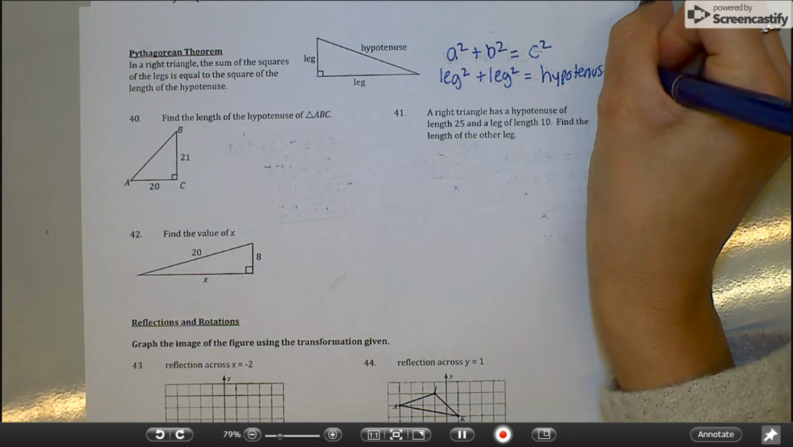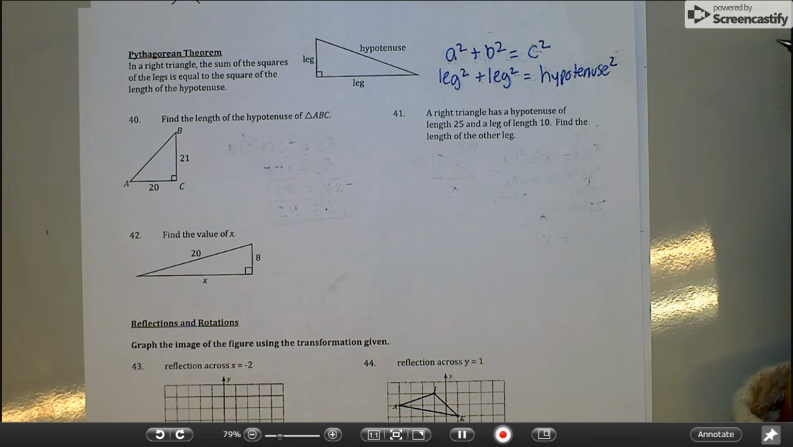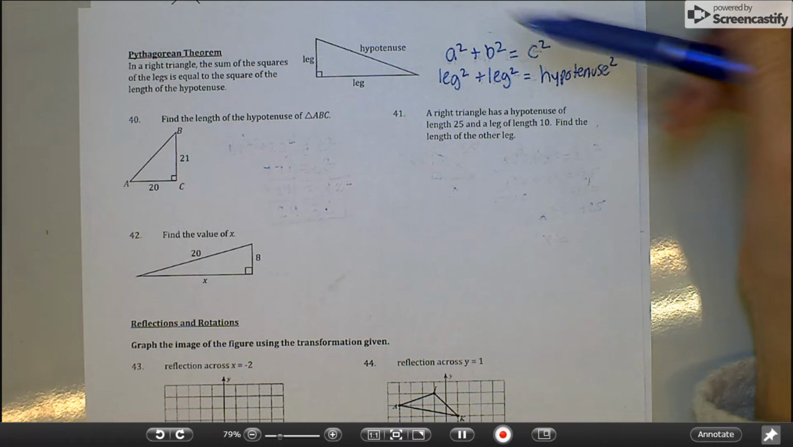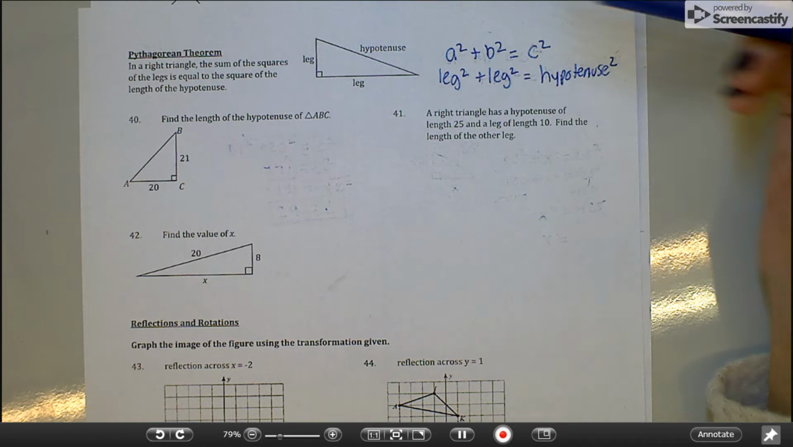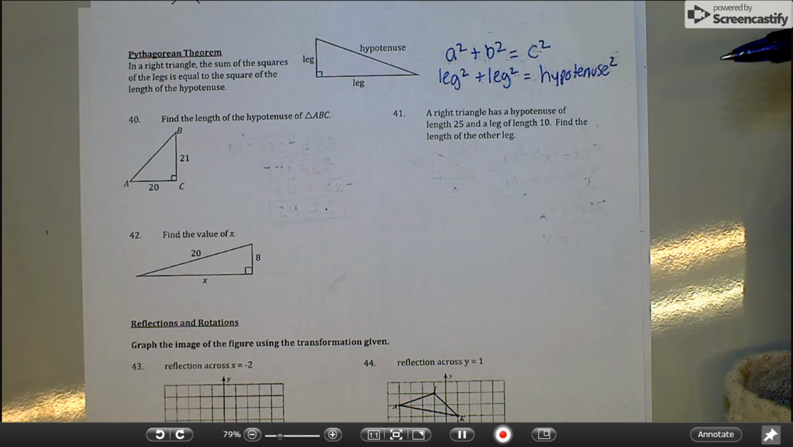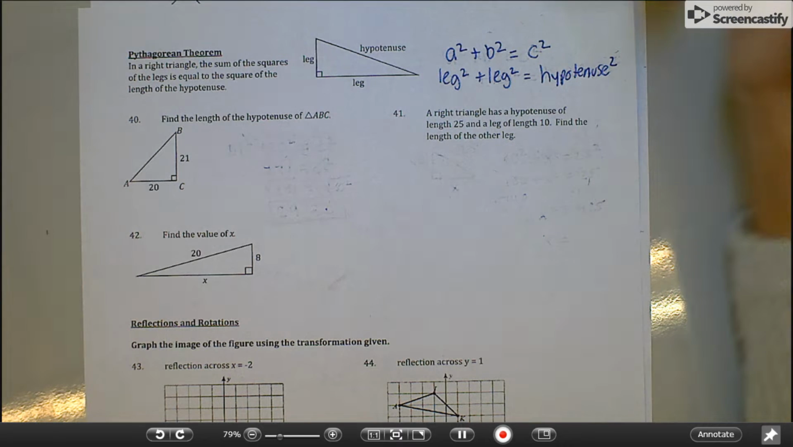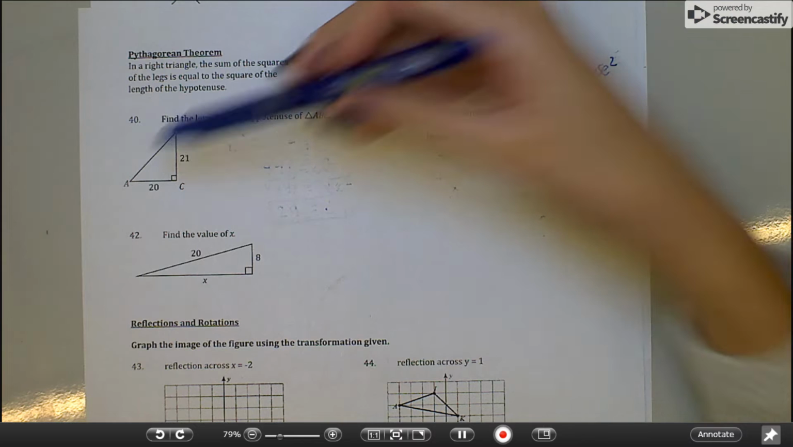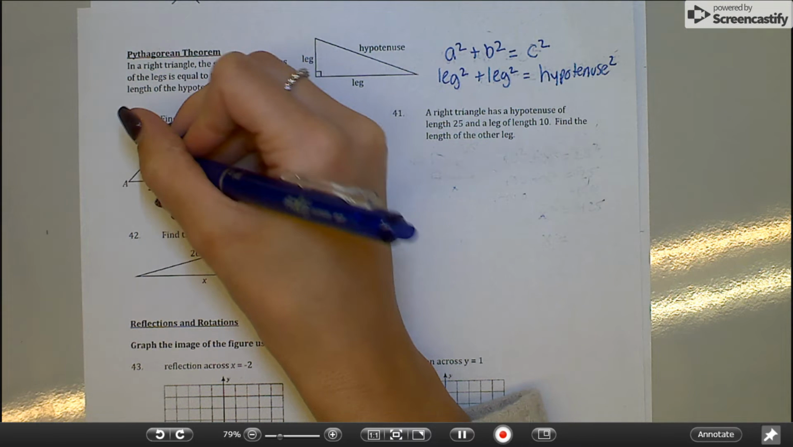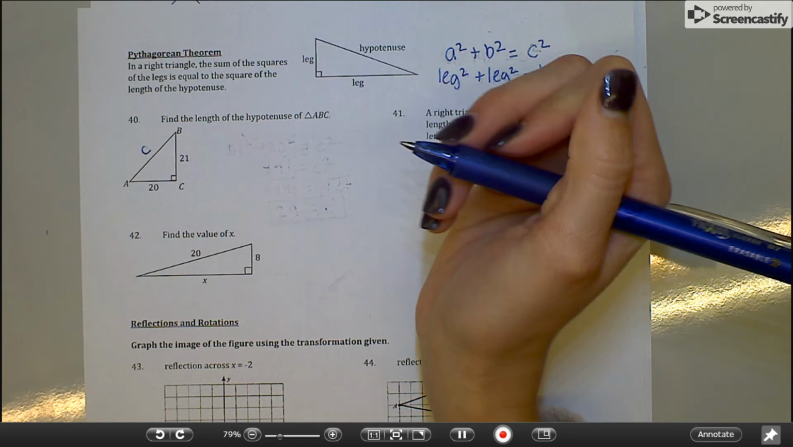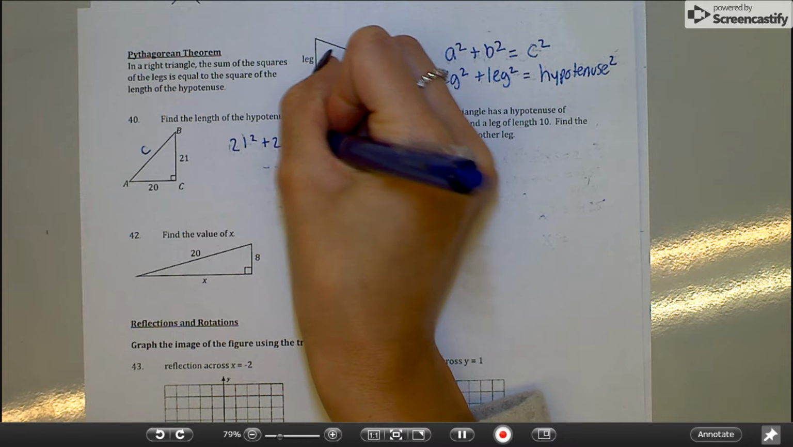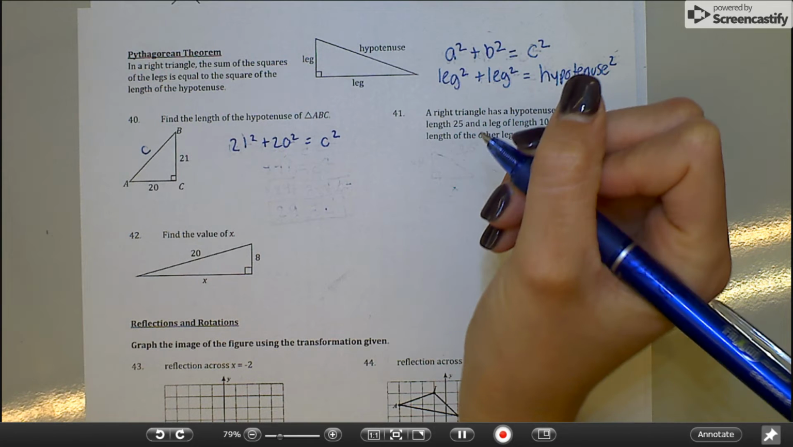Now, in order to use this formula, you have to ensure that you have a right triangle. So it can only work if you have that 90-degree angle. In numbers 40, 41, and 42, we have to find the missing piece of this triangle. In number 40, they give us two legs, so if we put it into the formula, we know that this missing side would be our hypotenuse, or we can name it c. So if we take 21 squared plus 20 squared, it will equal c squared, the hypotenuse squared.